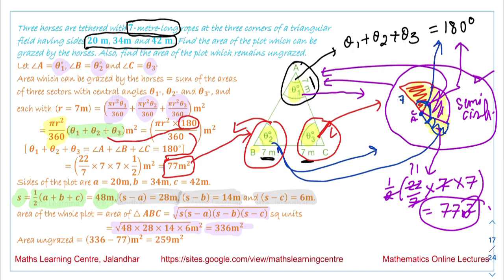So we have to calculate 2 values. One is the area in which the horse is grazing. So the area is 77 meter square. The left area we have is the area of the triangle minus the area of these 3 sectors, and the answer comes out to be 259 meter square. So these are the 2 required values.